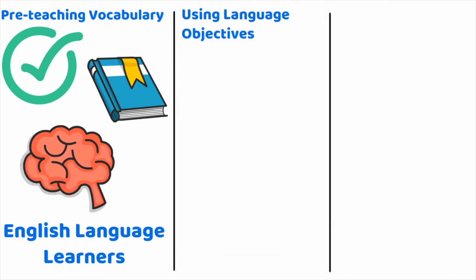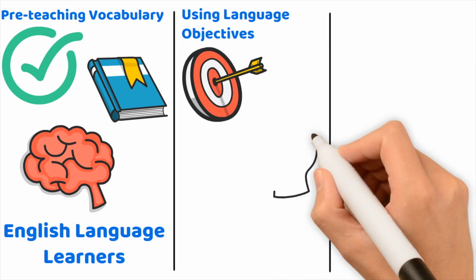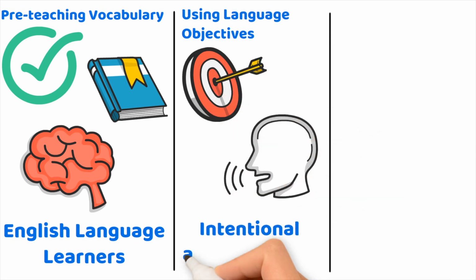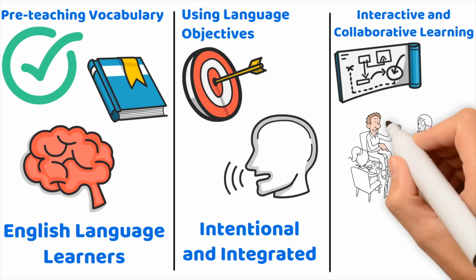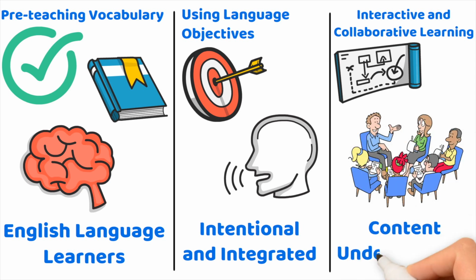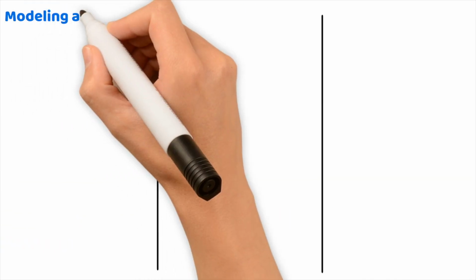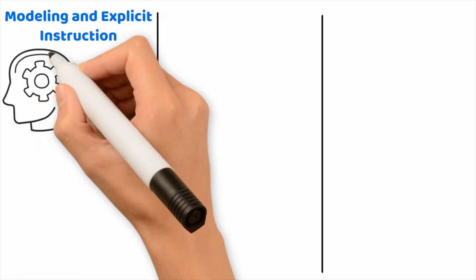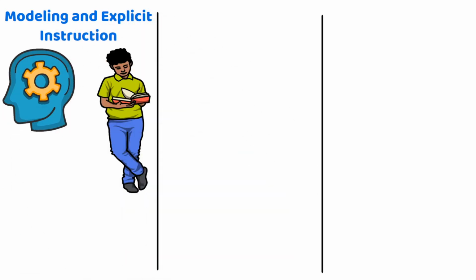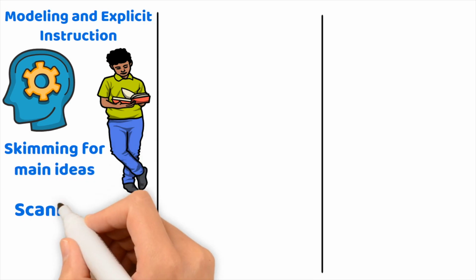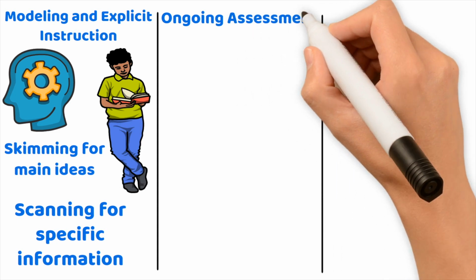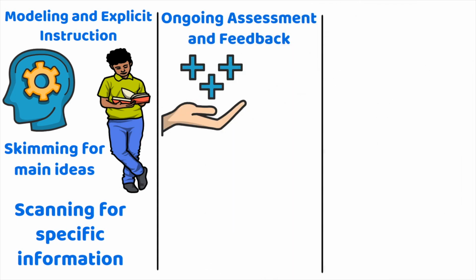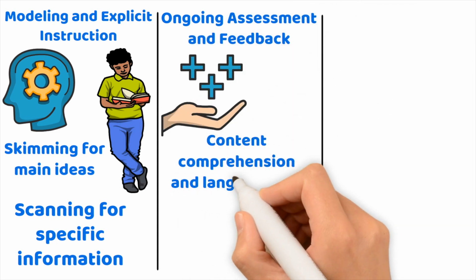2. Using language objectives to set clear language objectives for each lesson to ensure that language learning is intentional and integrated with content learning. 3. Interactive and collaborative learning to use cooperative learning strategies and group discussions to enhance both language development and content understanding. 4. Modeling and explicit instruction to demonstrate thought processes and teach specific reading strategies, such as skimming for main ideas or scanning for specific information. 5. Ongoing assessment and feedback to provide constructive feedback focused on both content comprehension and language use.